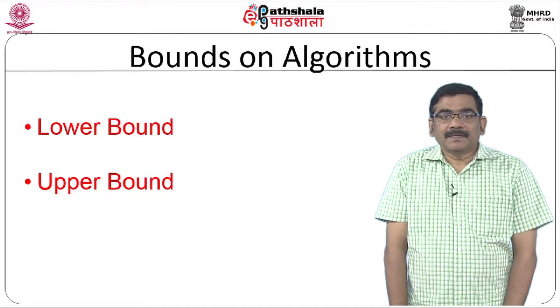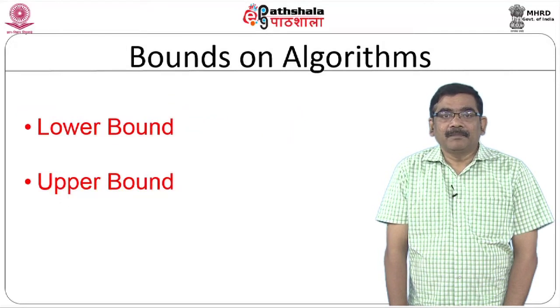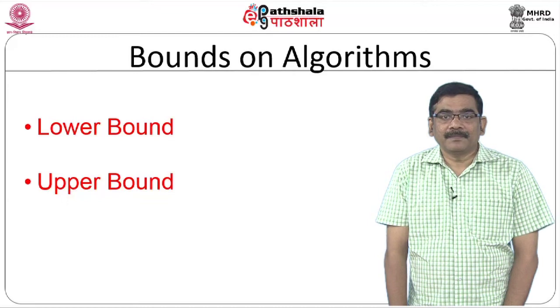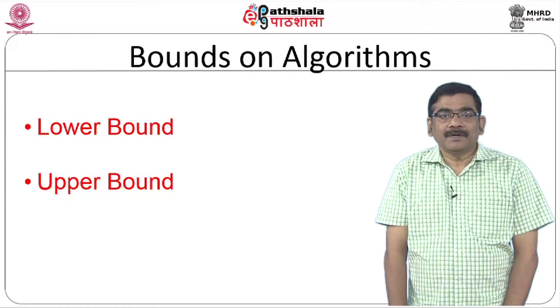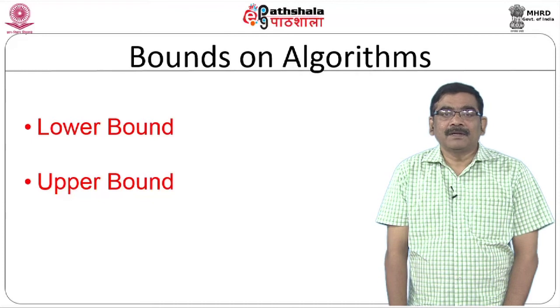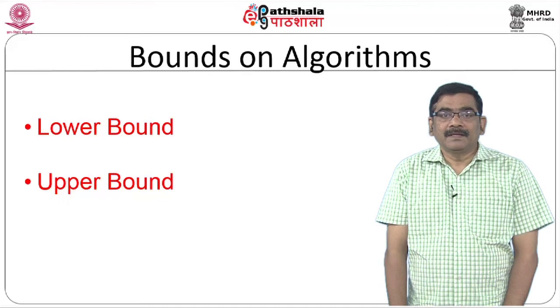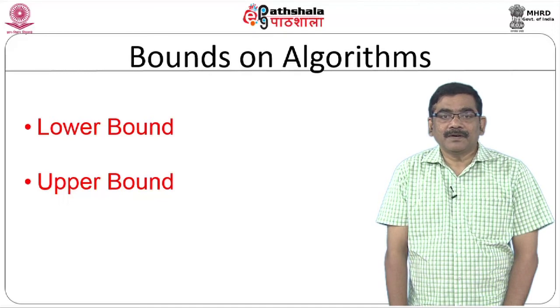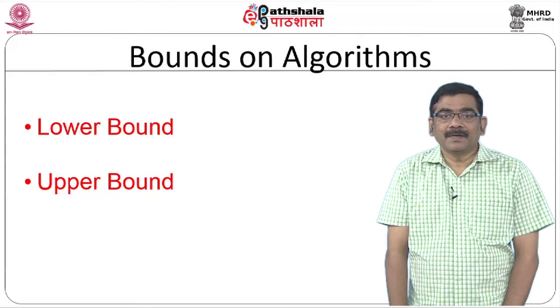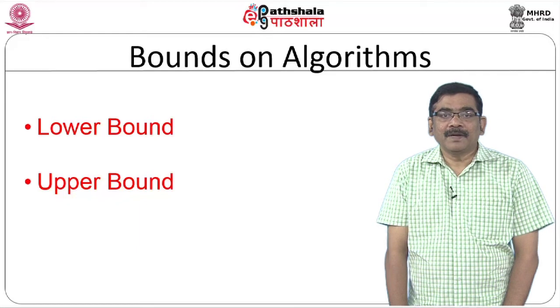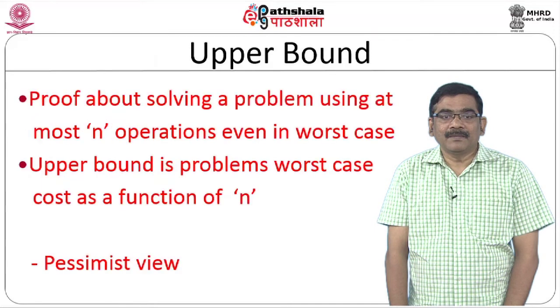In computational complexity, we are interested in finding the bounds of the algorithm. Bounds are of two types. One is called the lower bound and another is called the upper bound. These represent the bounds of the given algorithm. The actual cost of the algorithm ranges between the lower bound and upper bound. So, by finding the lower and upper bound, we can know the limits of the given problem.